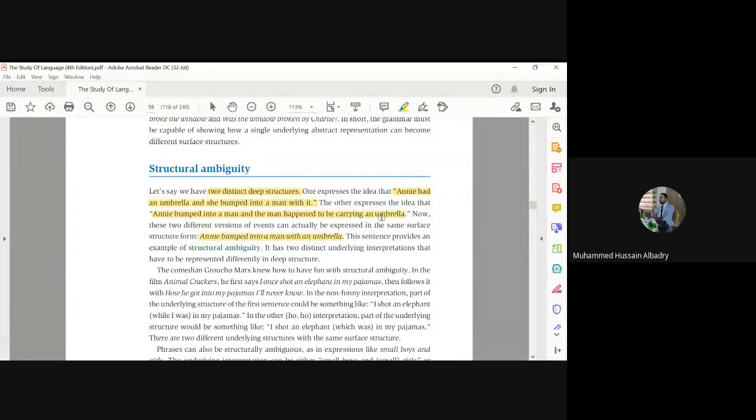That's why we say this is structural ambiguity. This sentence provides an example of structural ambiguity. What does structural ambiguity mean? It has two distinct underlying, that is deep, interpretations that have to be represented differently in deep structure.